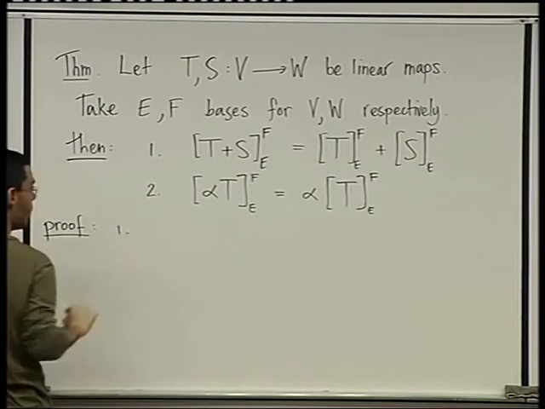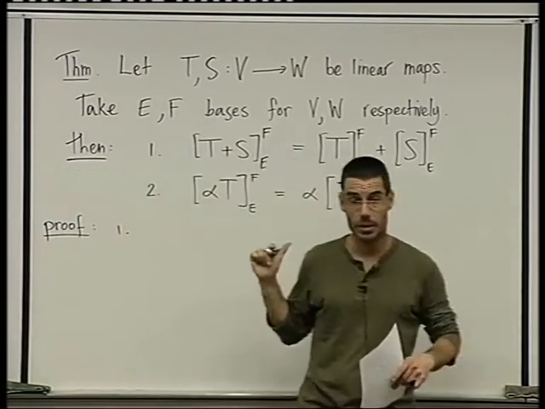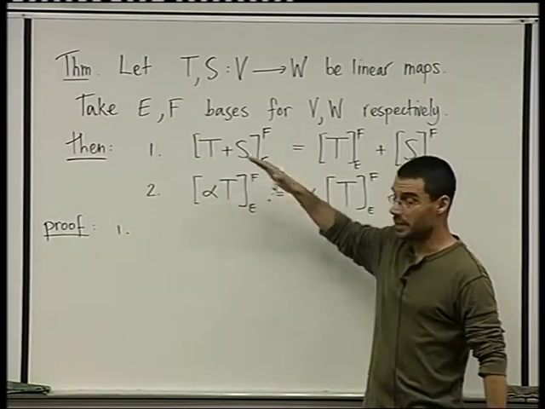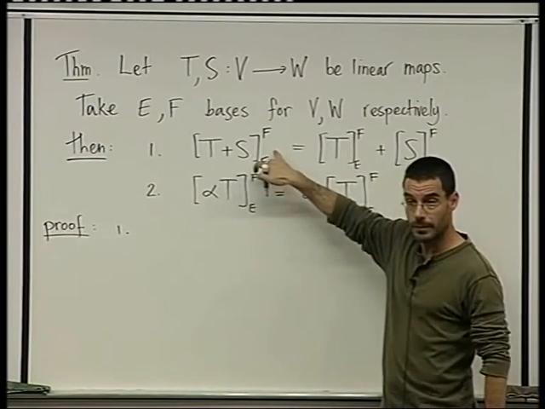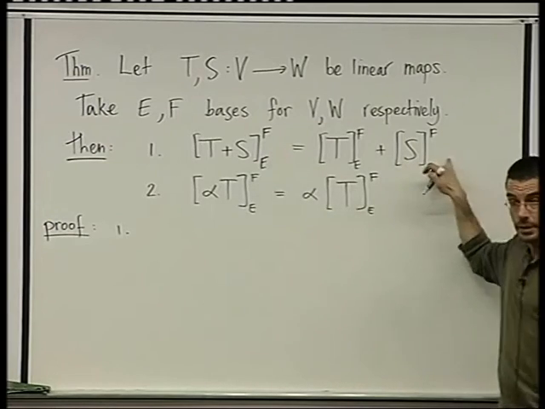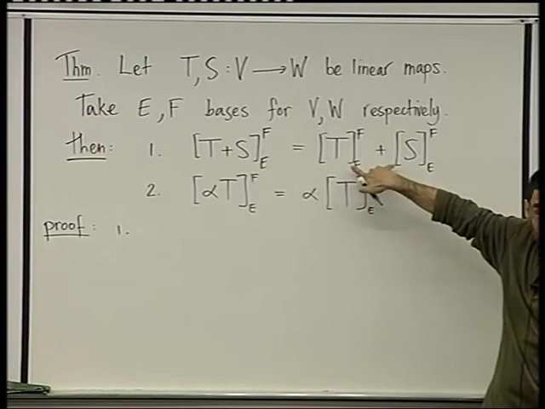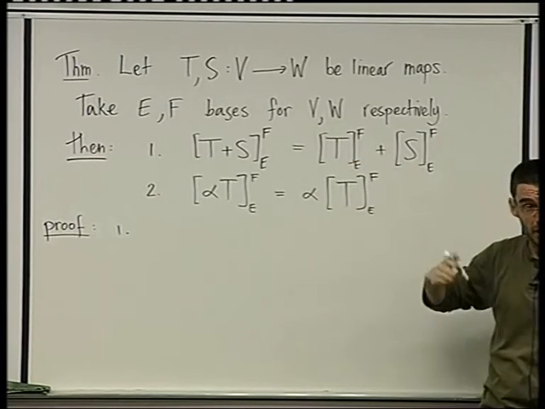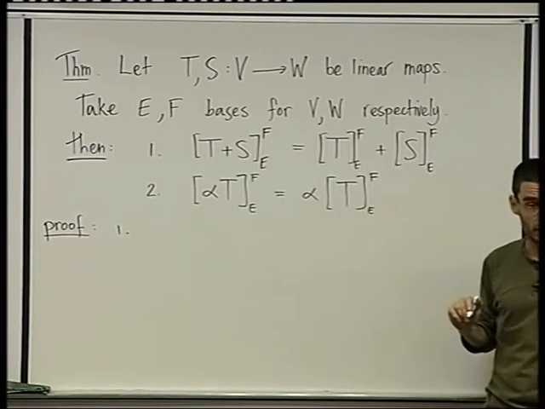Let's start with 1. The way I'm going to prove it is using the theorem I mentioned in the reminder. I'm going to show that if I take a vector and act on it by this matrix, or act on it by the sum of these two matrices, I get the same thing for every vector. And then it follows that the matrices are the same.